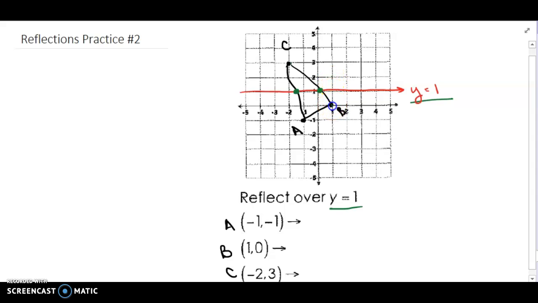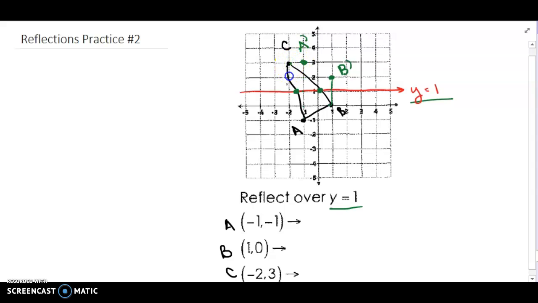So this B, see we have like 1 unit away from the line of reflection. So our B prime is going to be 1 unit away from the line of reflection. So that's my B prime. Okay, my A prime is 1, 2 away from this line of reflection. So I'm going to keep going up 1, 2. So this would be my A prime.